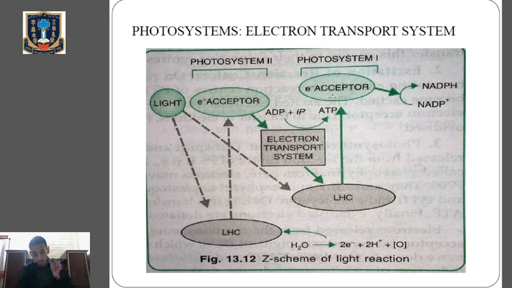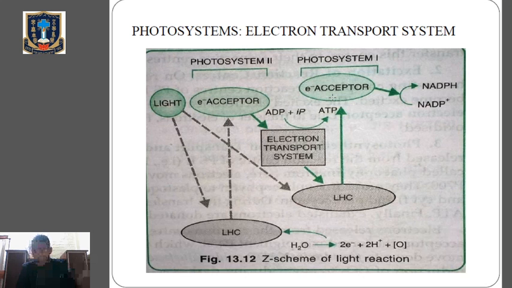So the electrons emitted by the P680 of PS2 are trapped by P700 of which photosystem? Of photosystem 1. Clear? So the electrons released by the P680 of PS2 will be trapped by the P700 reaction center of PS1. PS1 means photosystem 1. P700 means it will absorb light having wavelength of 700 nanometer.